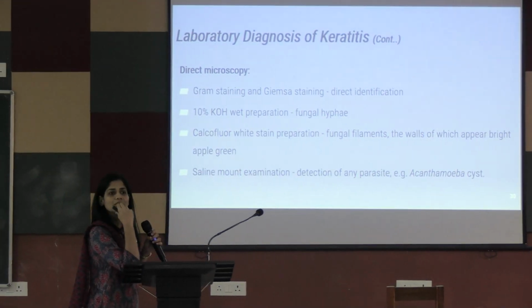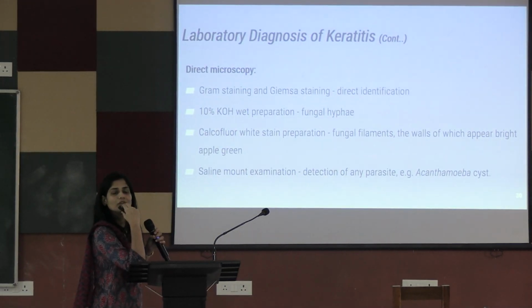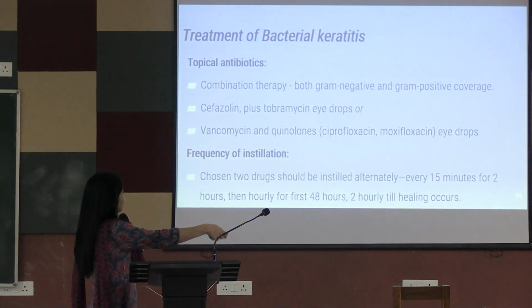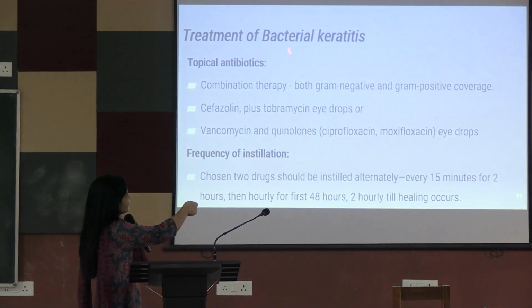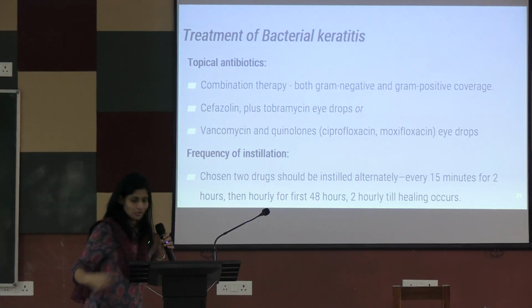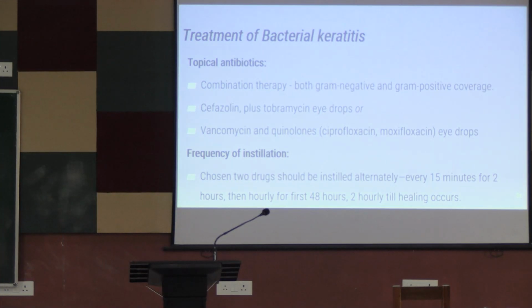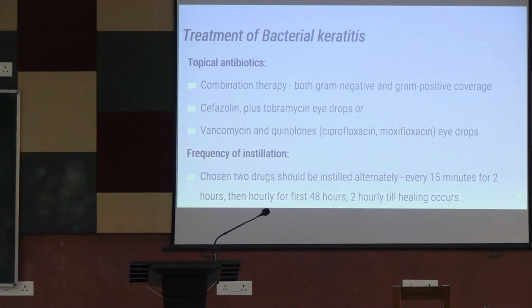What is acanthamoeba? What will you be able to see in this case? You will be able to see trophozoites with pseudopodia, right? In this case, you have to start with the combination therapy. What is combination therapy? The antibiotics which are working on gram positive and gram negative both. Any antibiotic which works on both, which?